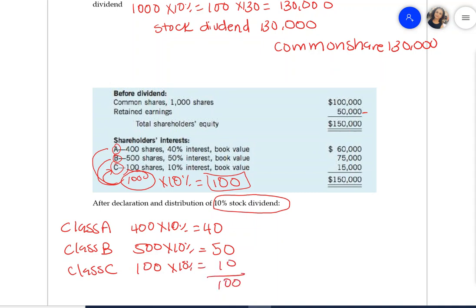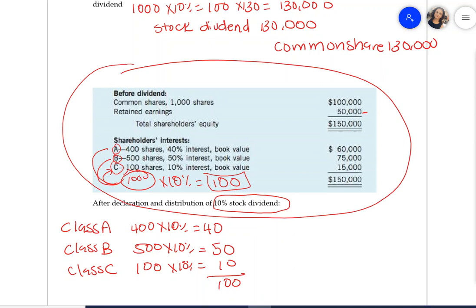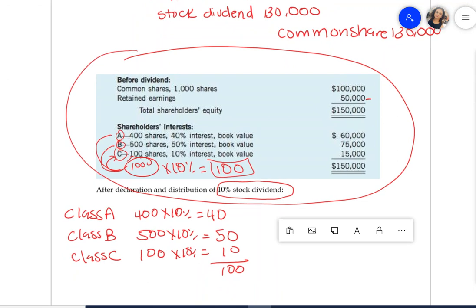So this is just how it's given to them. Now if you look at it, this is before the dividend; after the dividends are declared, what's the impact? Let's go ahead and show what the impact is going to be. Now we know that we issued a stock dividend. This is going to be increased by 130,000. And what happened to your retained earnings?